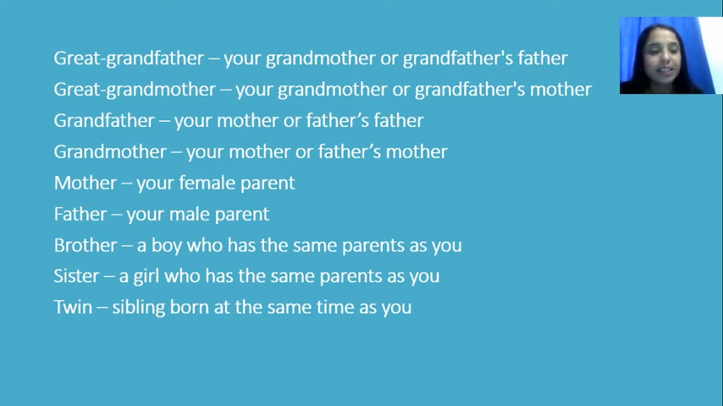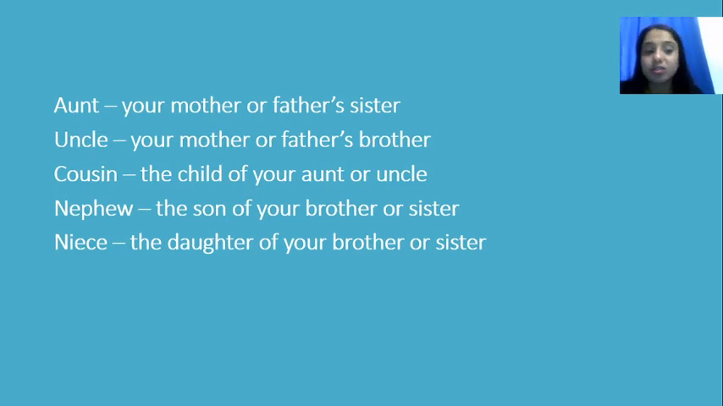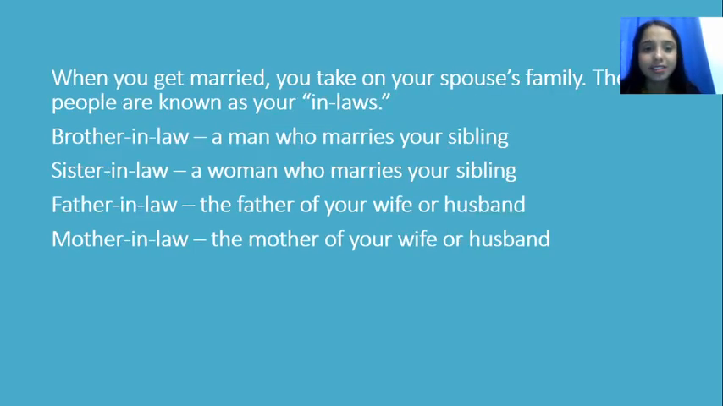Your brother is a boy who has the same parents as you. A sister is a girl who has the same parents as you, and a twin is a sibling born at the same time as you, or hermano gemelo in Spanish, okay? Aunt is your mother or father's sister. Uncle is your mother or father's brother. Cousin is the child of your aunt or uncle. Nephew is the son of your brother or sister. Niece is the daughter of your brother or sister.